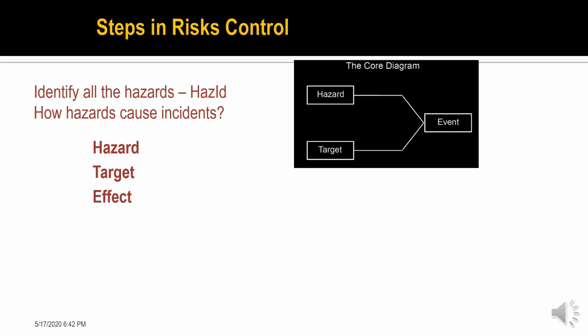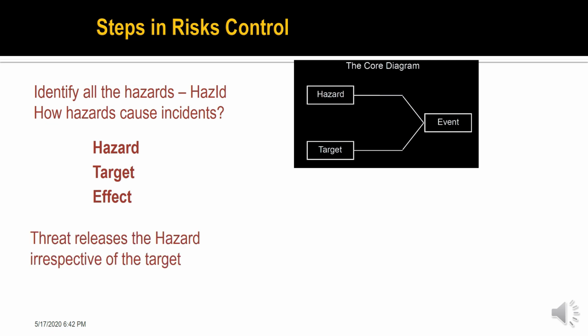In a very simple manner, it's mentioned like this: hazard, target, event or effect, both are the same. I will explain this deeper with some examples. Hazard is the potential to cause harm. We learned that earlier. Target is the one which is getting caught in that effect. Generally, hazards stay in isolation, but a hazard can become dangerous if it gets released. What releases the hazard is the threat.